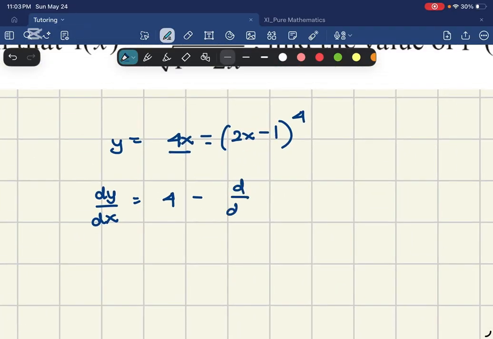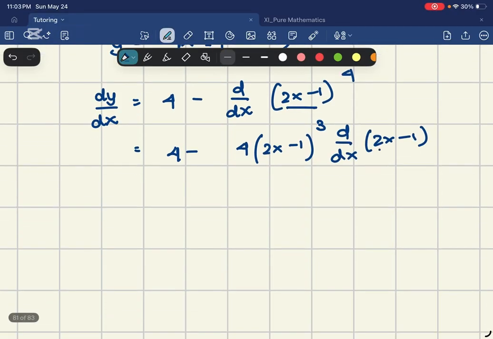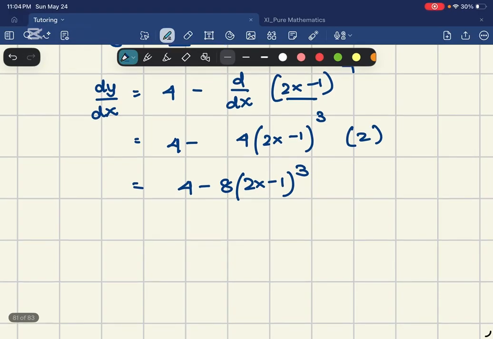So you need to differentiate 2x minus 1 to the power 4, right? So you have 4 minus, you bring your 4 to the front, 2x minus 1, and then you need to decrease your power by 1, right? So 3. But there is an inside function, so you need to differentiate 2x minus 1 again. And when you differentiate this, you are going to get 2. So now I will get 4 minus 8, 2x minus 1 cubed. That is going to be my dy by dx.